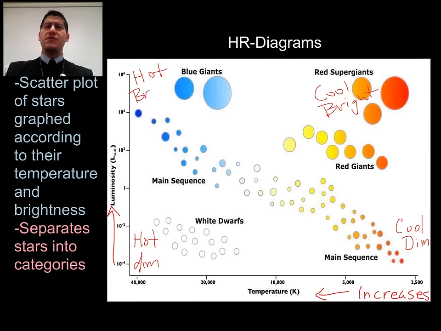Several patterns begin to emerge when stars are plotted according to their temperature and their brightness. Stars fall into several categories. Most stars are part of the line right here that is formed from the lower right-hand corner of the graph to the top left corner. They're known as main sequence stars. We've already discussed them in class.